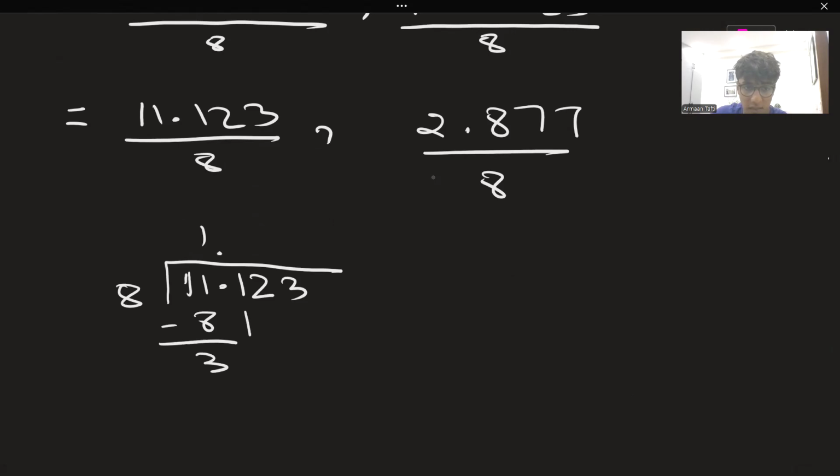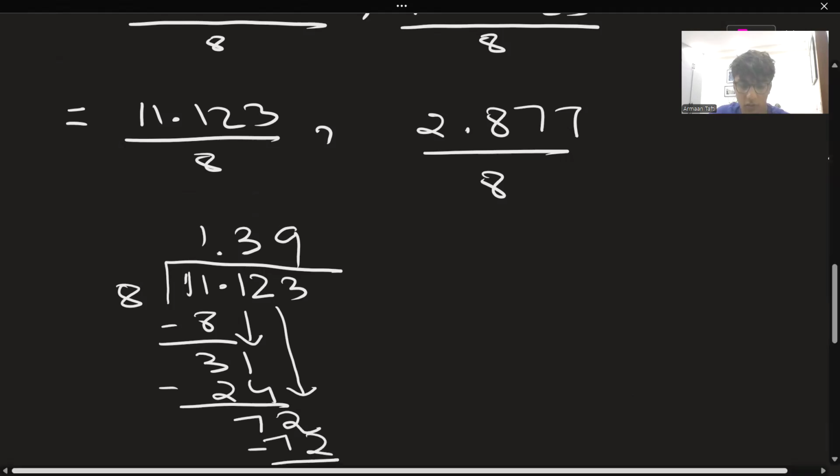Spare a few seconds here because honestly, in this type of question, you will never know if you got it wrong or not. 8 threes are 24, 7. Now get the 2 down as well. 8 nines are 72.